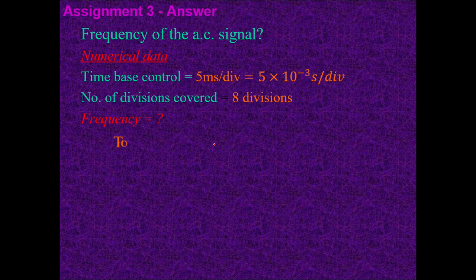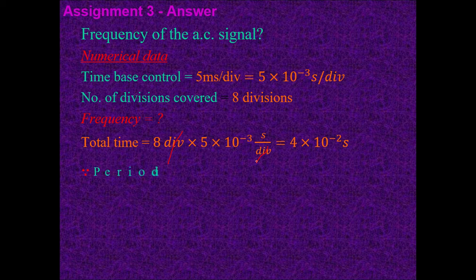So what is the frequency? Start by getting the total time, which shall be 8 divisions multiplied by 5 by 10 power negative 3 seconds per division. Division cancels out, and you'll have 4 by 10 power negative 2 seconds. That is the time for 2 oscillations. So we'll start by dividing it by 2 so that we get the period of the wave.